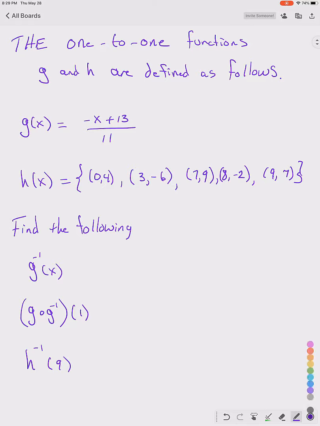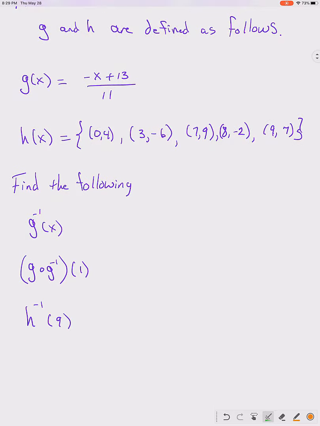Okay, so this video is for MA 107, and we're talking about inverse functions, linear and discrete. So the question that we're given is: the one-to-one functions g and h are defined as follows. We're told g of x equals negative x plus 13, all divided by 11. That's how g is defined.